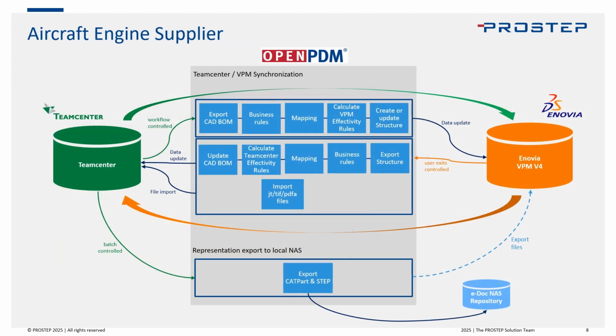So a solution that we brought to an aircraft engine supplier is using Teamcenter integrated with a legacy Innovia environment in order to synchronize data bidirectionally. So that includes the generation of JT data that might be associated on the import with Teamcenter, and then also the VPM effectivity rules and the configuration data that's sent from Teamcenter to Innovia VPM.